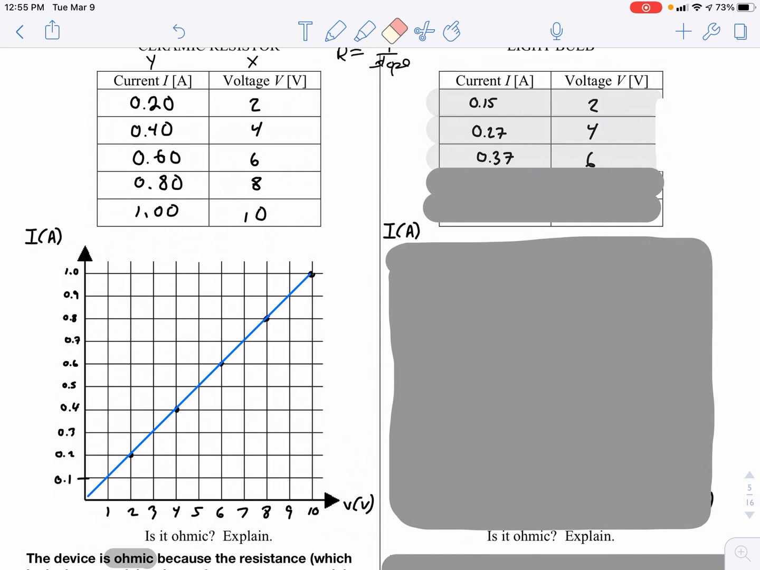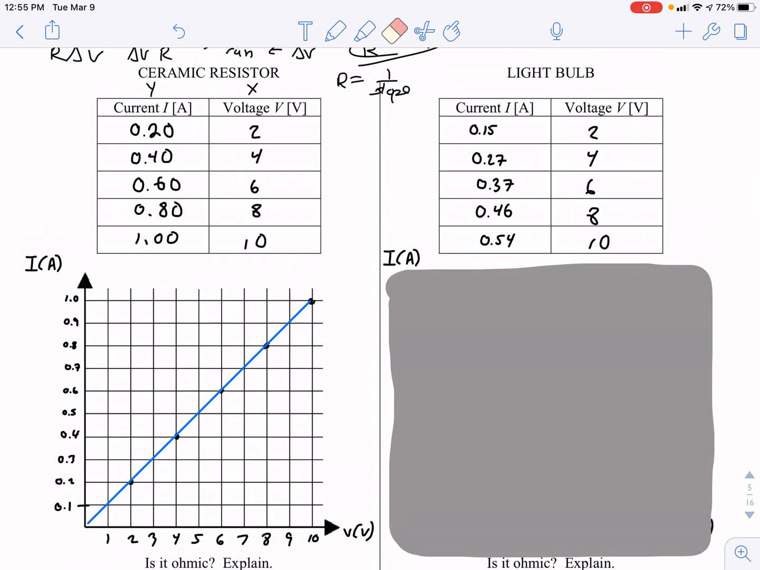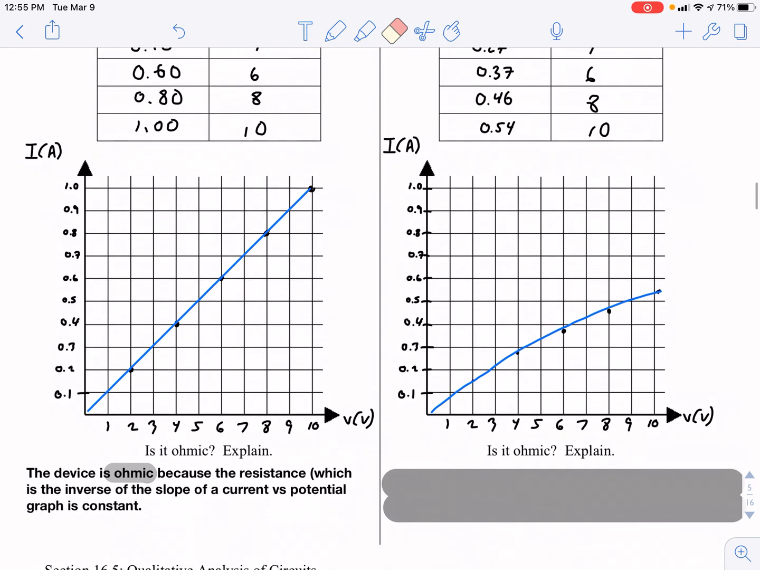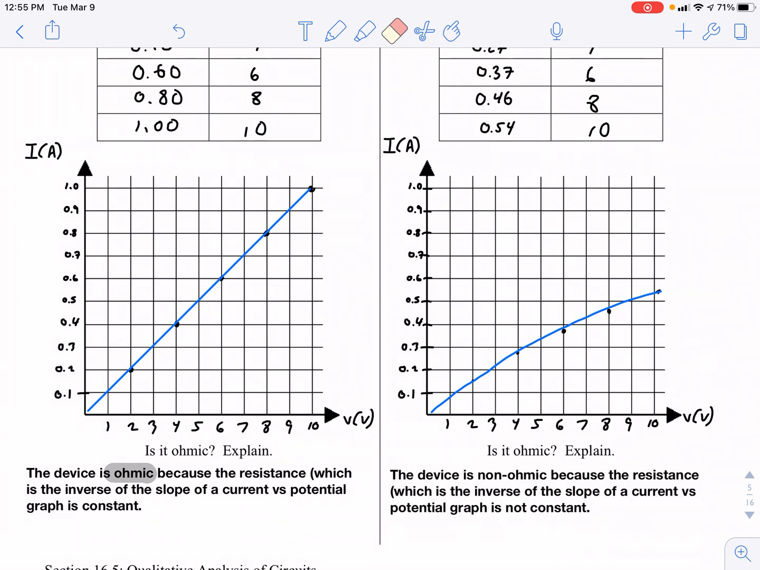Modeling this data. At 2 volts, 0.15 amps of current passes through the light bulb. At 4 volts, 0.27 amps. At 6 volts, 0.37 amps. At 8 volts, 0.46 amps. And at 10 volts, 0.54 amps. Yielding a non-constant curve. This is an example of a non-ohmic device because the slope is not constant.